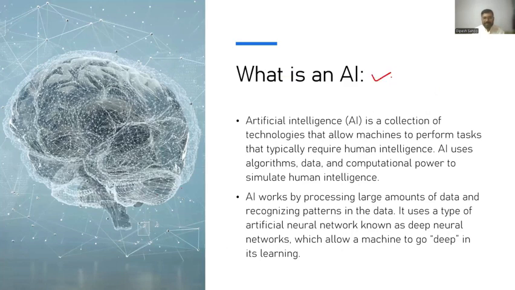What is an AI, or artificial intelligence? We know that artificial intelligence is a collection of technologies that allows machines to perform tasks that typically require human intelligence. AI uses algorithms, data and computational power to simulate human intelligence. AI works by processing large amounts of data and recognizing patterns in the data. It uses a type of artificial neural network known as deep neural networks, which allows a machine to go deep in learning.